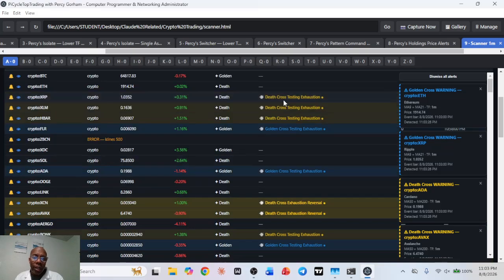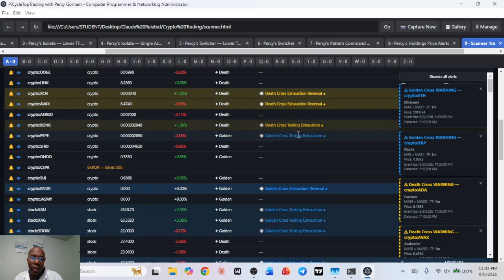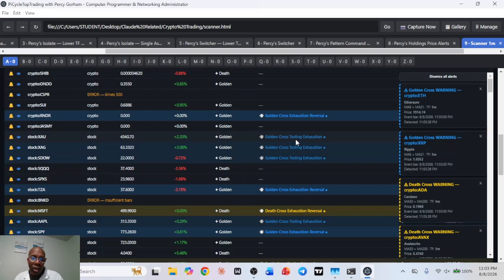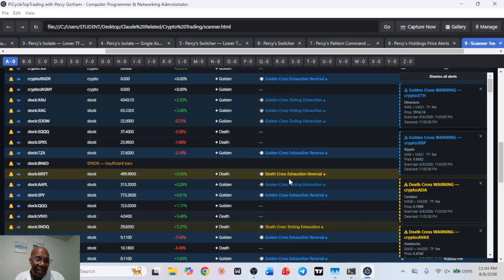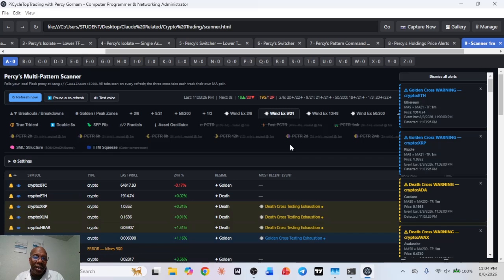Right? And sometimes you get the death cross testing exhaustion, and sometimes you get the death cross testing exhaustion reversal. There's the golden cross exhaustion reversal and death cross exhaustion reversal, as well as the golden cross testing exhaustion and the death cross testing exhaustion. That's 8 things, right? One, two, three, four, and the reversals 5, 6, 7, 8.